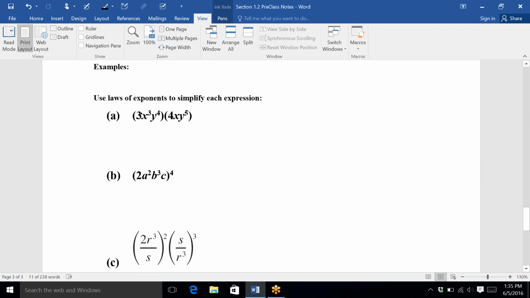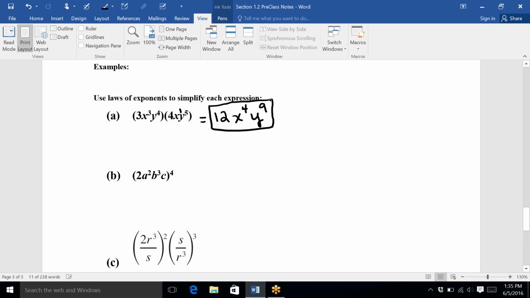Okay, this is no powers on the outside of either parentheses, so as long as that's true, you can go ahead and just multiply. So 3 times 4 would be 12. This is x cubed times x to the first, so we would add our powers, so 3 plus 1 is 4. This is y to the 4th times y to the 5th, so same bases being multiplied together, add the powers, and you get y to the 9th.